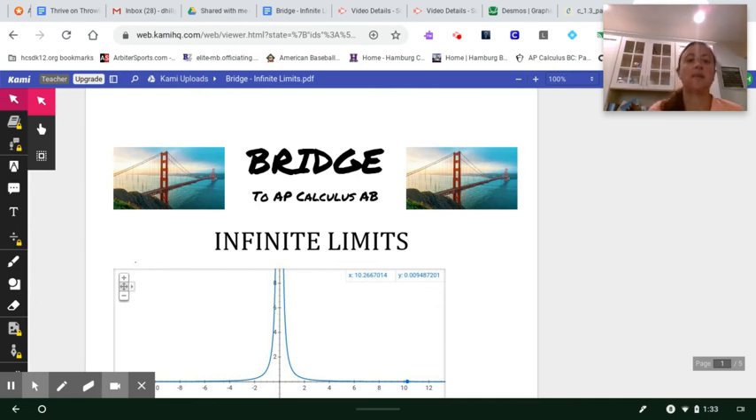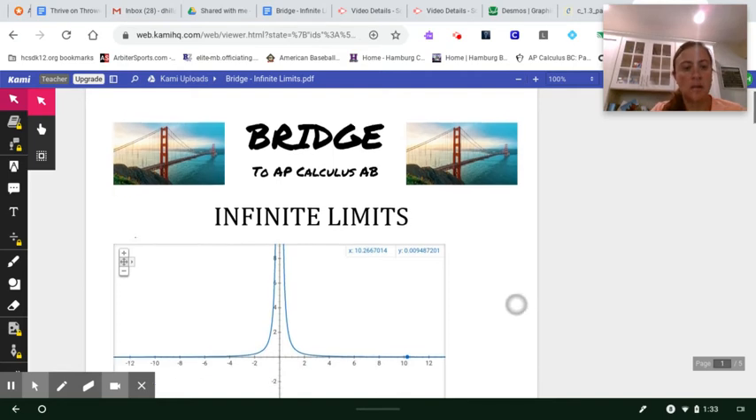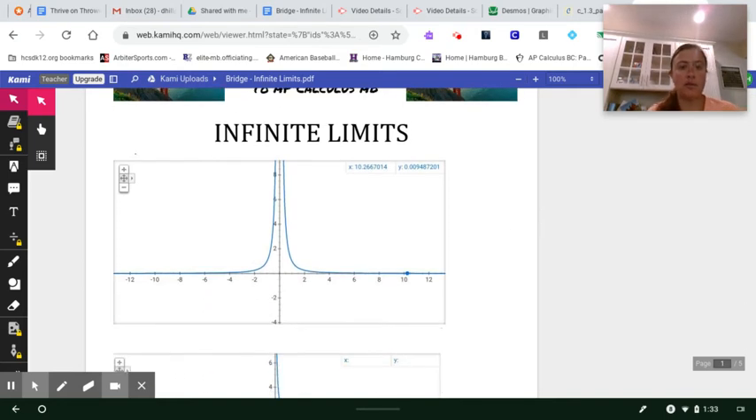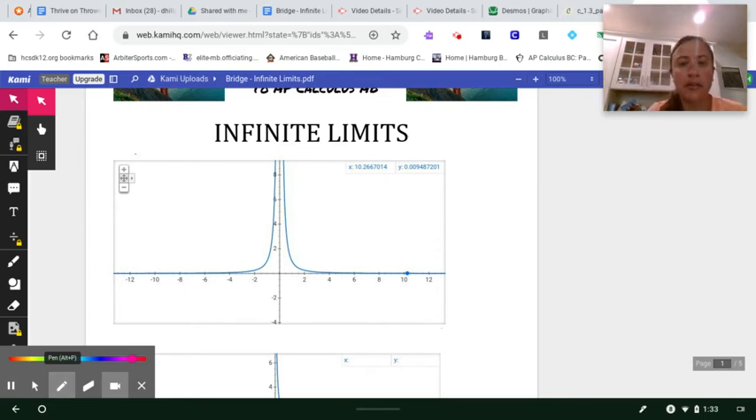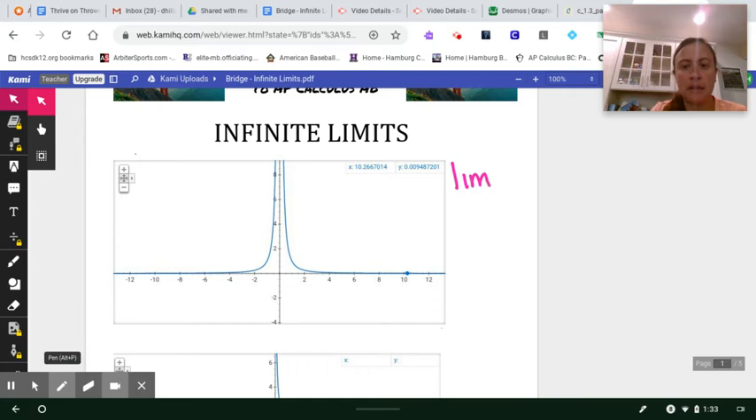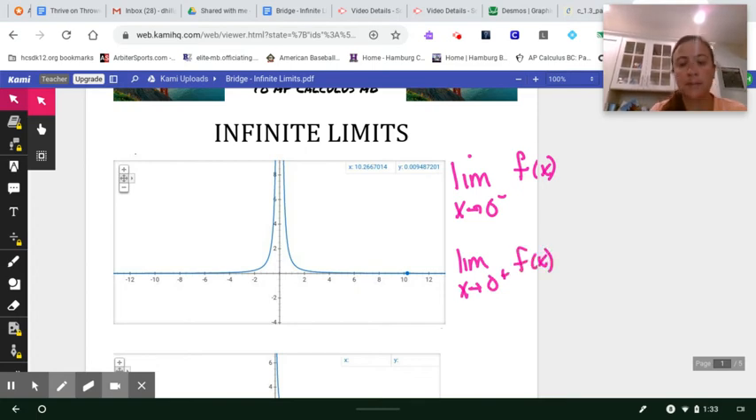All right, in our next piece here, we're going to focus on infinite limits. So take a look at this picture for yourself. And we're going to focus on a few things here. First, you just go ahead and sketch it in your notebook. And then we're going to talk about the limit as x approaches 0 from the left of f of x. And we'll also talk about the limit as x approaches 0 from the right of f of x.